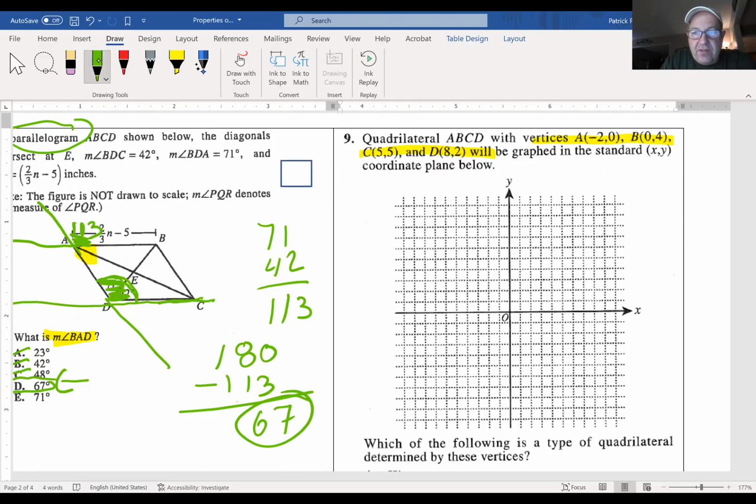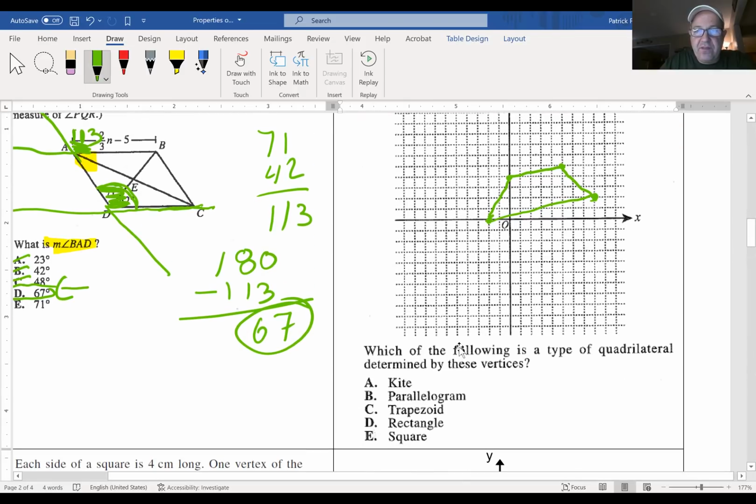So -2, 0 is right there. 0, 4, 5, 5, and 8, 2. Okay, and I'm going to connect these. Well, let's see the choices that we have here.